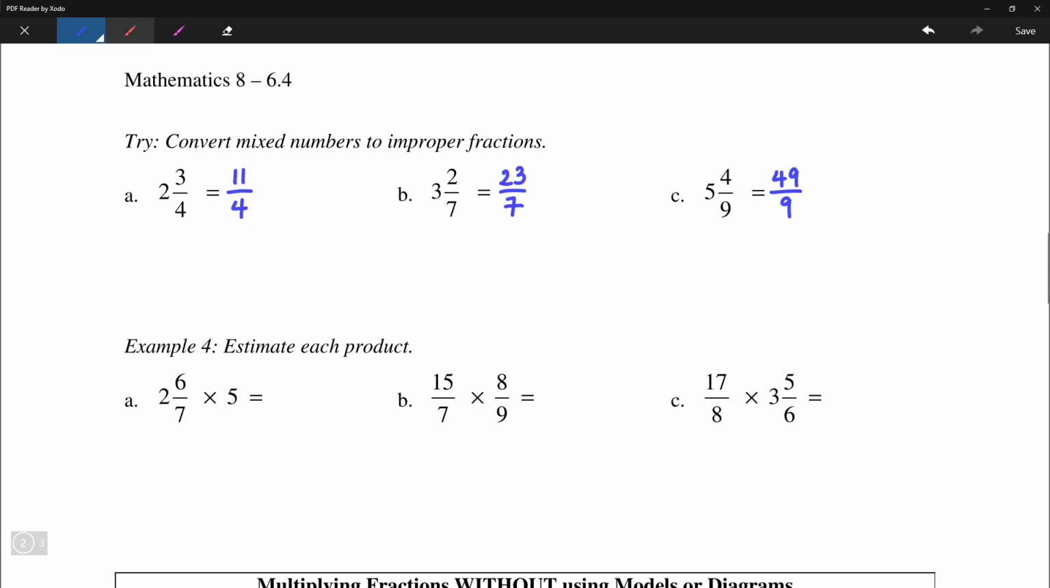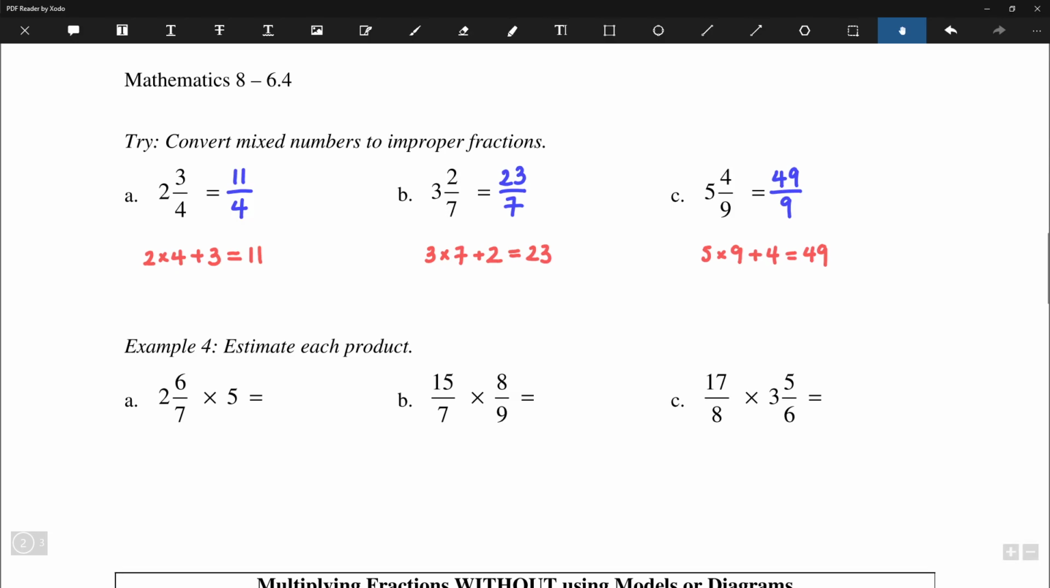Okay, so again, that is 2 times 4 plus 3 is equal to 11 in the first case. In the second case, we went 3 times 7 plus 2, which is 21 plus 2, which is 23. And finally, in the last case, we have 5 times 9, which is 45, plus 4, which makes 49, the numerator.